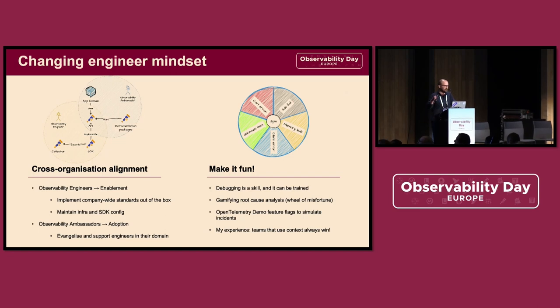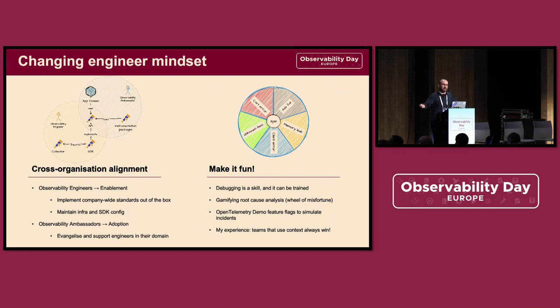There's another group that I like to call observability ambassadors, but you can name them by other names, observability champions, working across the organization to deliver those best practices. Now, that work on adoption is as important as the work on enablement. And they're crucial because they understand the domain in which they operate, but they also understand the usage of the API. They don't need to be telemetry experts.